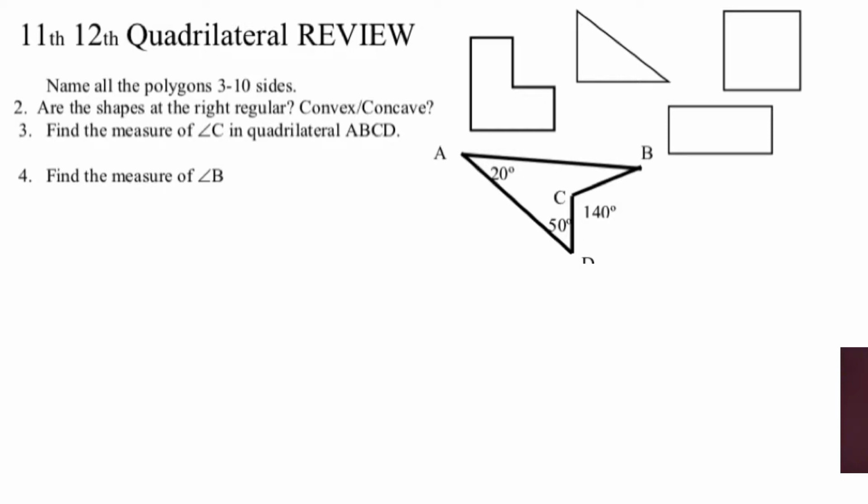Are they convex or concave? Concave is the one that kind of has a piece that's caved in, poked in. That would be this one right here. It's concave, all right? And the rest of these are convex. None of the corners are pointing inward. This is concave right here. It's kind of a caved in point.